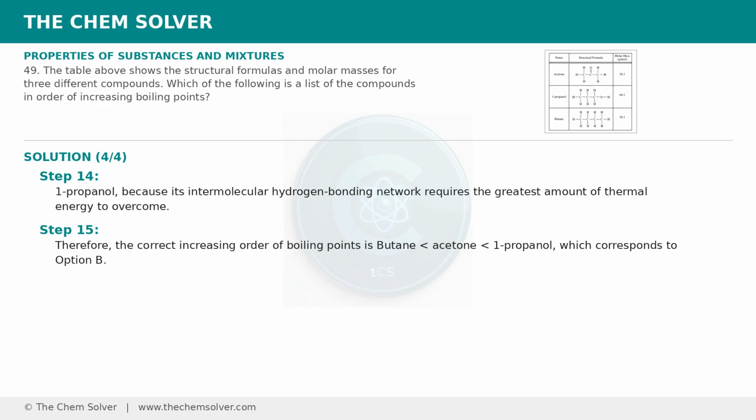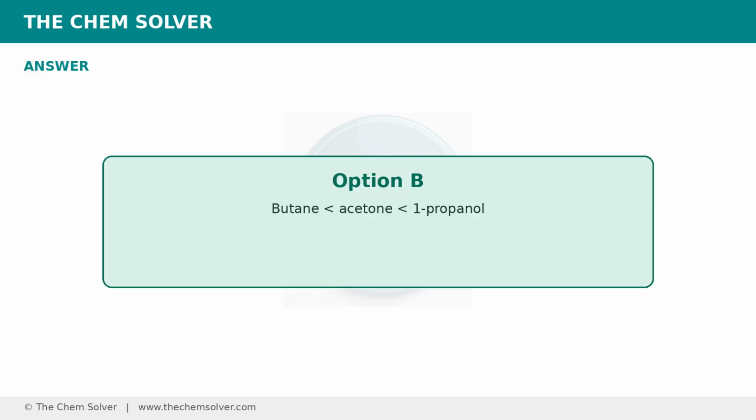Therefore, the correct increasing order of boiling points is butane < acetone < 1-propanol, which corresponds to option B. The correct answer is option B, butane < acetone < 1-propanol.